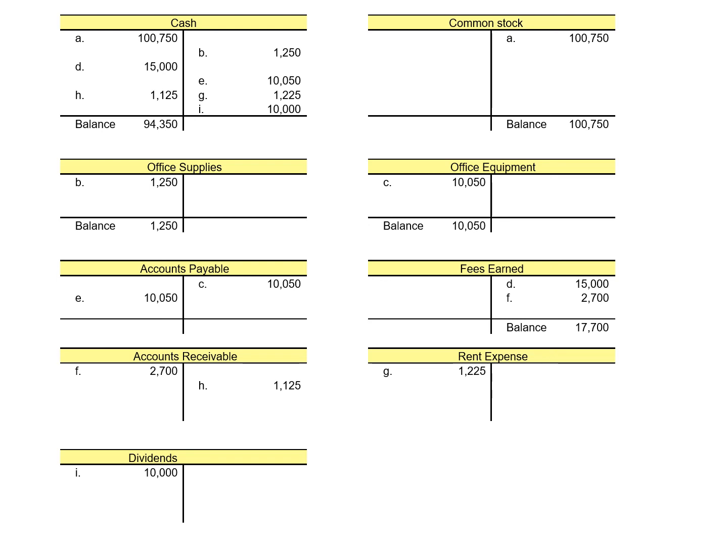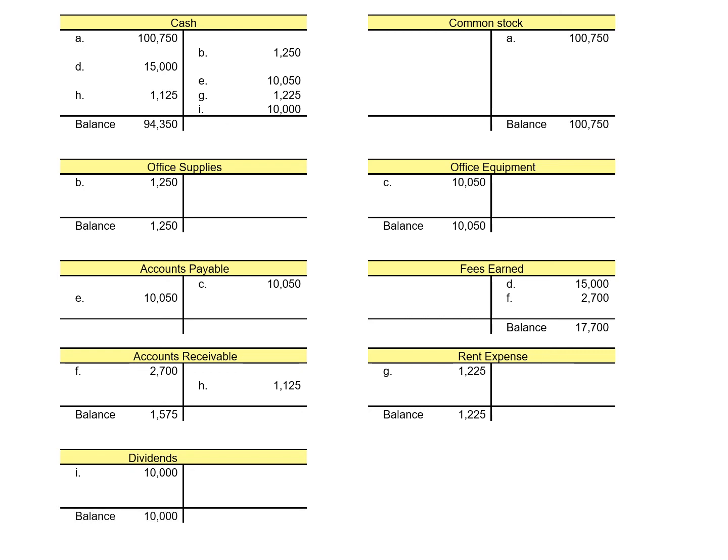And then in fees earned, we have the two different credits for a total of $17,700. Accounts receivable, we start with the debit of $2,700 less the partial payment we received, a credit of $1,125, for a balance of $1,575. Then we have rent expense, the only debit there, so our balance is $1,225. And then same thing with dividends, just the single debit there, so our balance is $10,000.